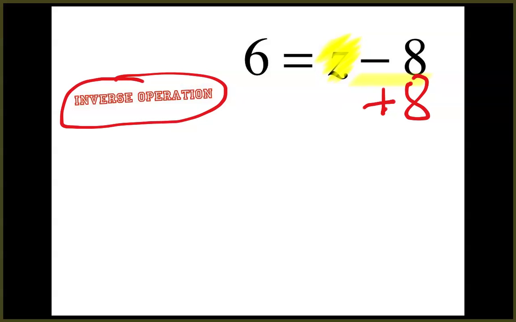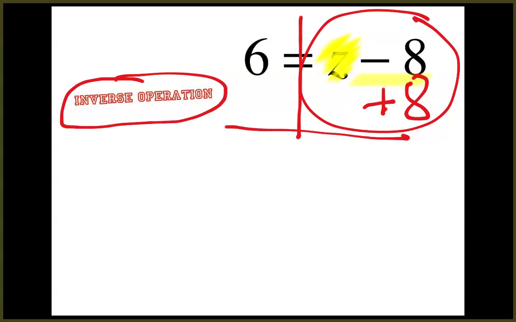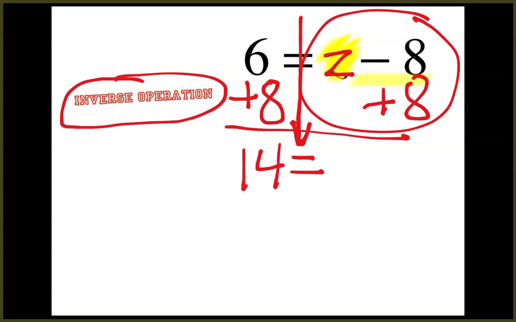So, what am I going to do? Well, I added 8 over here on the right side of the equation. I've got to add 8 over here to keep everything balanced. What's 6 plus 8? 14. Drop that equal sign right down. And now, I'm going to have this z, but the minus 8 got canceled out by the plus 8, and I'm just going to have my solution, which is 14 equals z, or z equals 14.